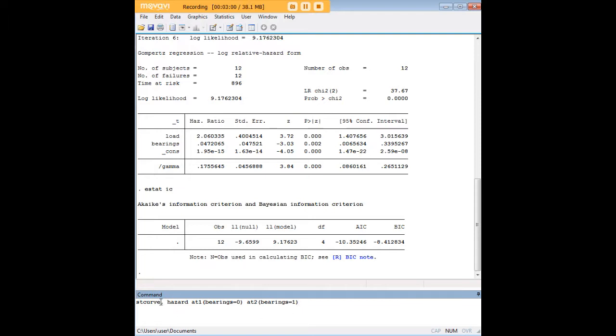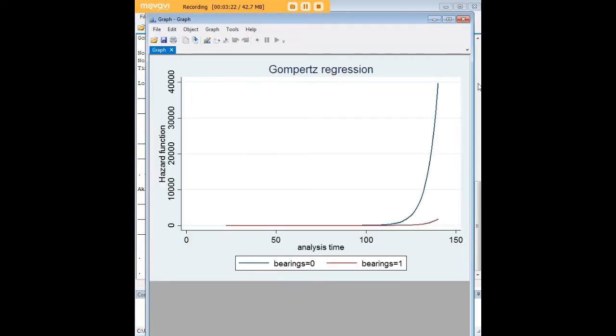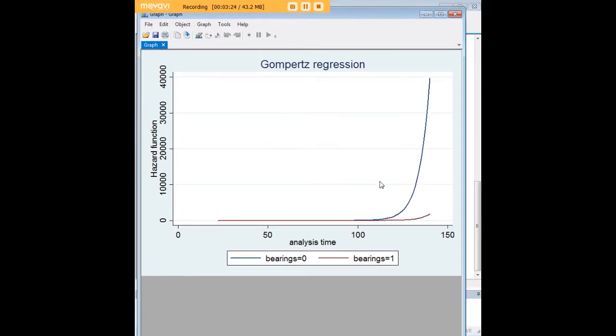So the first thing I'm going to do here, I'm going to use the command st curve, comma, and then I'm going to specify hazard because I'm interested in the hazard function more so than survival. Then using these commands, at 1 and at 2, I specified two values of bearings, so no new bearings versus new bearings, as the factors of interest. This is going to make a lot more sense when you see the hazard model.